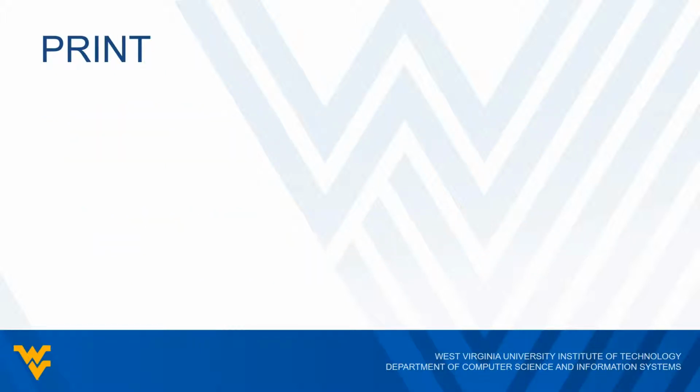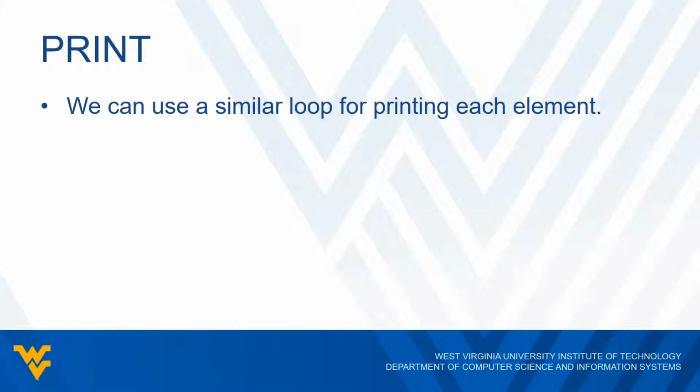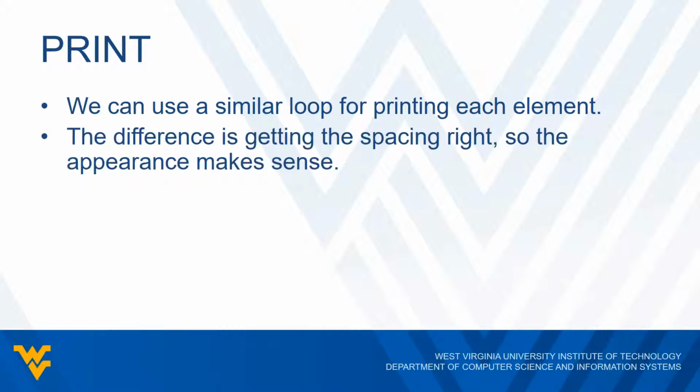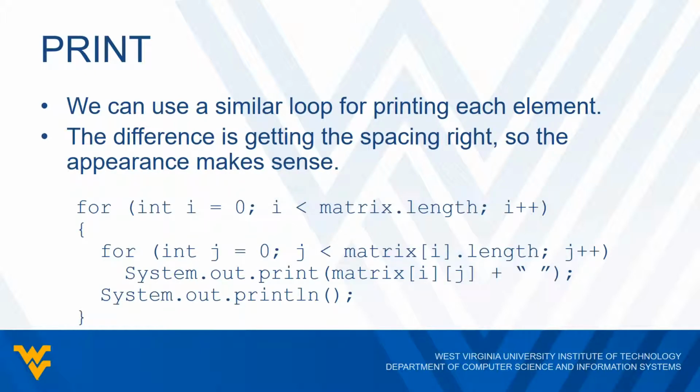To print all of the elements of a two-dimensional array, we can use a similar loop to handle that. The thing is, we've got to be really careful with our formatting. We have to make sure we get the spacing right. For example, maybe I want to print all the elements of one row on one line, and then all the elements on the next row will be on a different line. So we have to make sure that we handle the spacing correctly. Here's our code for that.